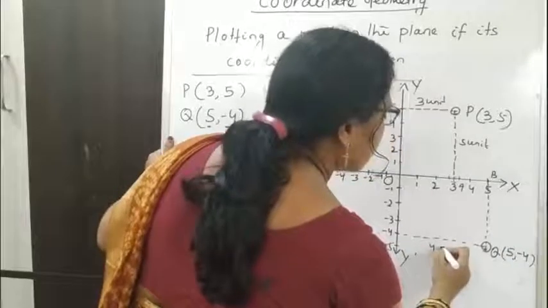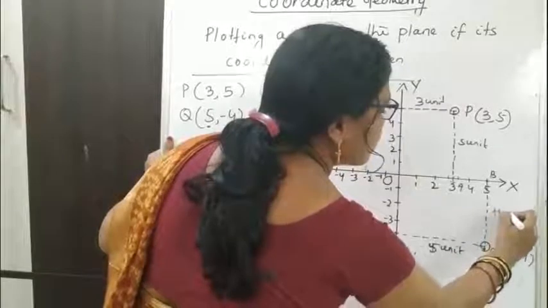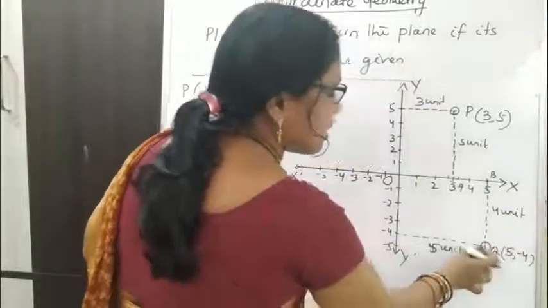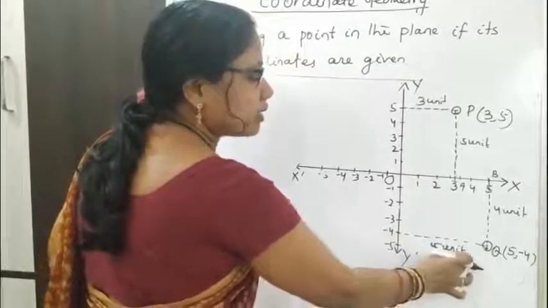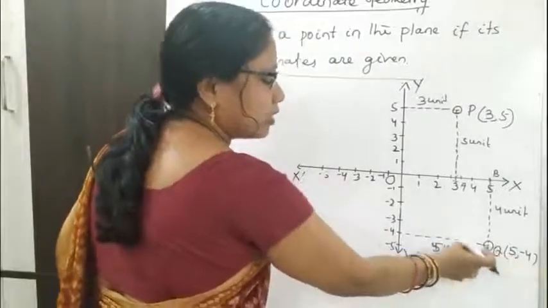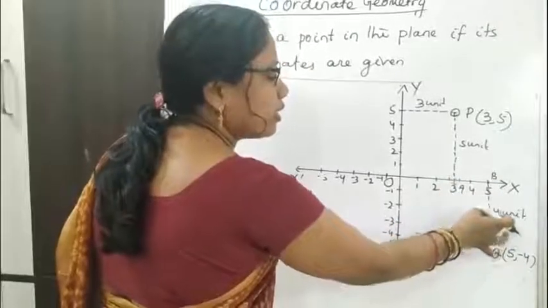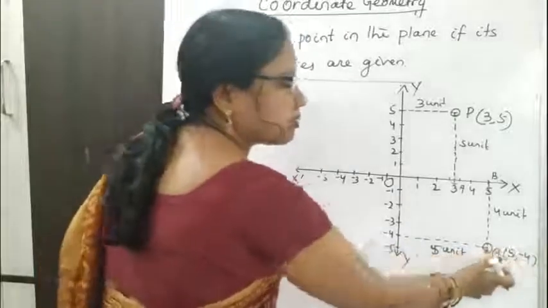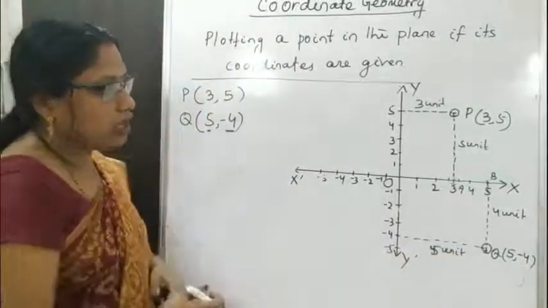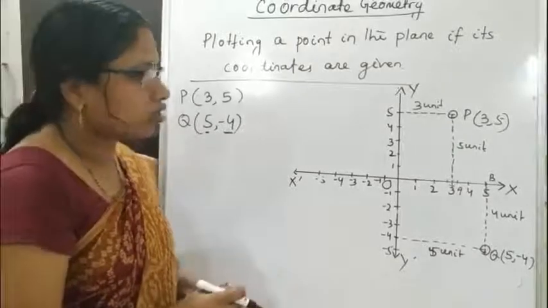So this point is Q, that is 5, minus 4. So this is 5 units and this is 4 units. The distance of Q from y-axis is 5 units, that is the x coordinate, and the distance of Q from x-axis is 4 units but in negative direction. So that is, y coordinate is minus 4. In this way we can plot the points in a Cartesian plane. So let us solve some examples.